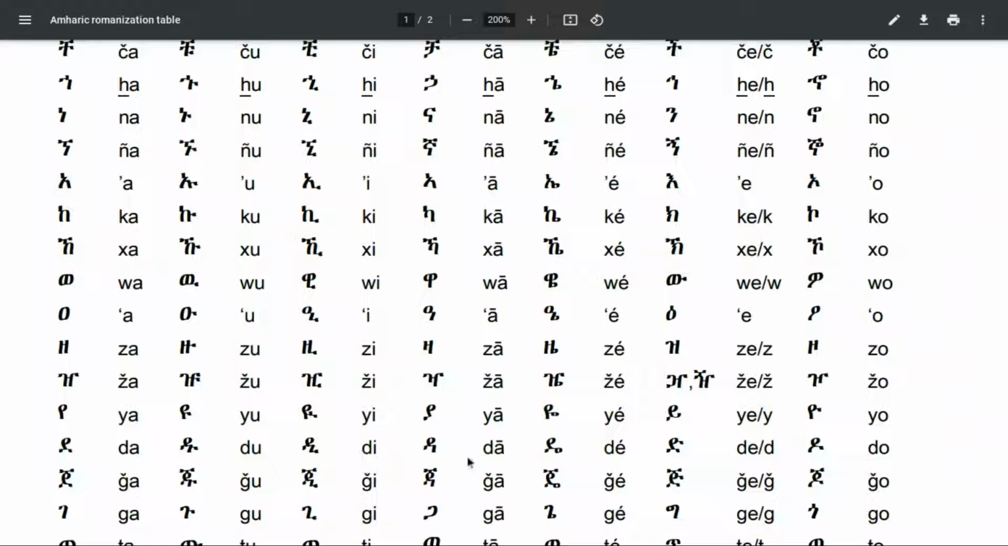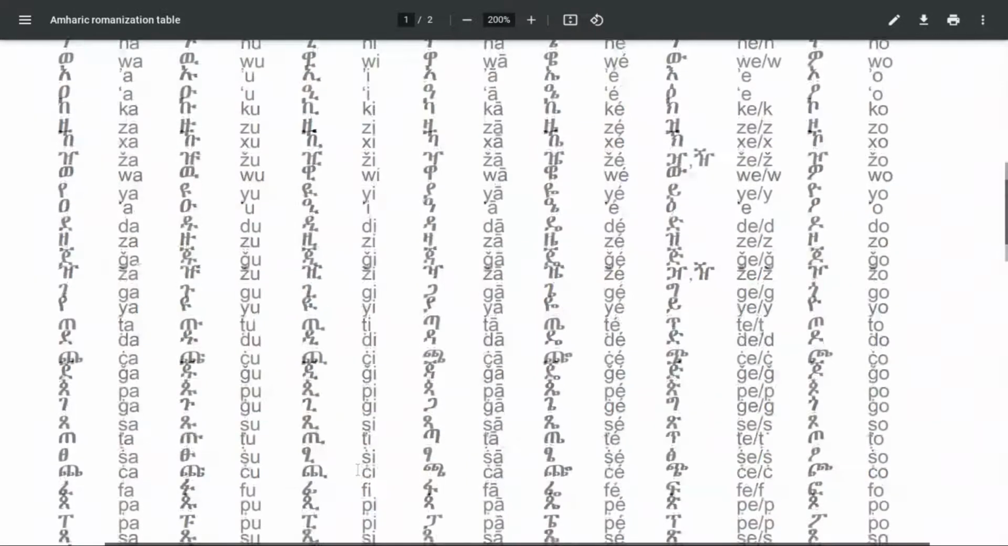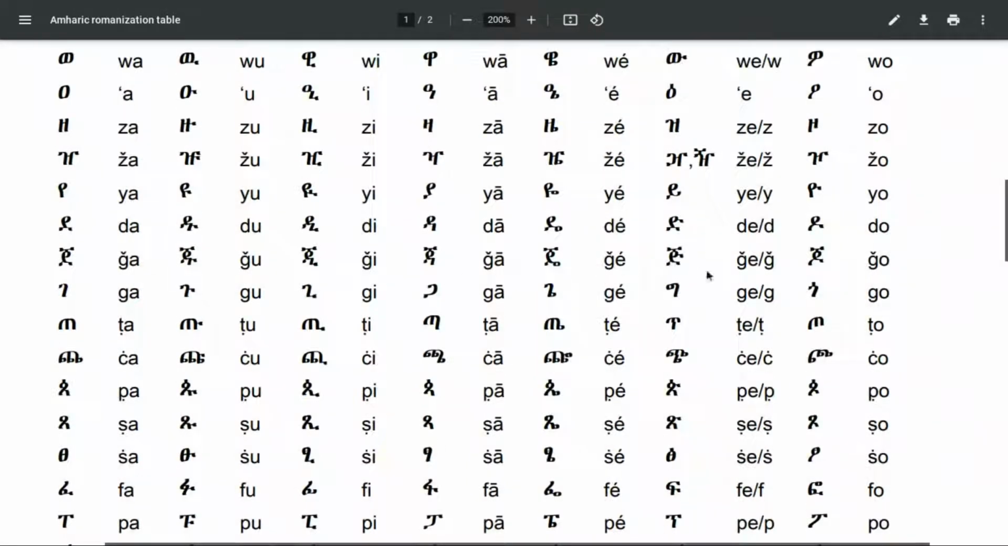De, du, di, da, de, d, do. Je, ju, ji, ja, je, j, jo. Ge, gu, gi, ga, ge, g, go.